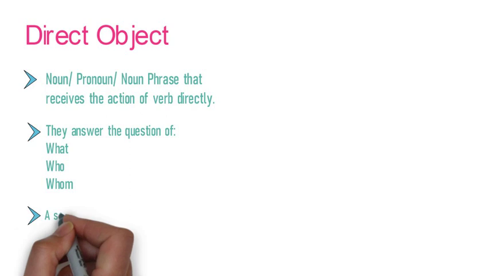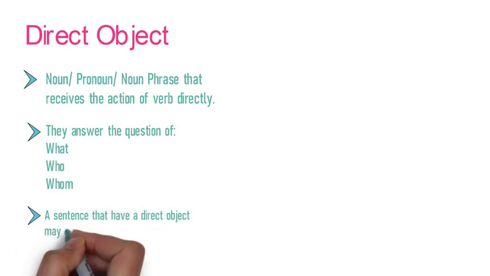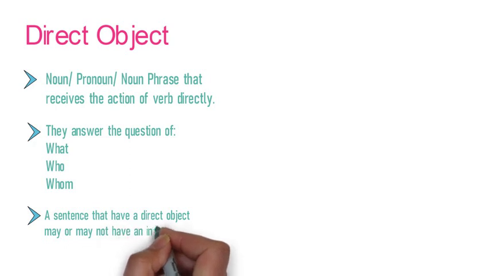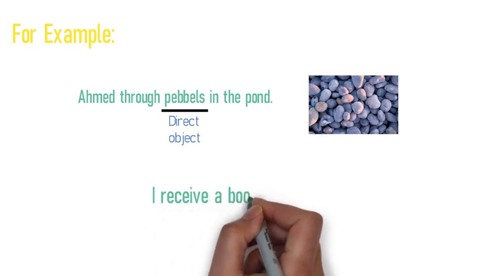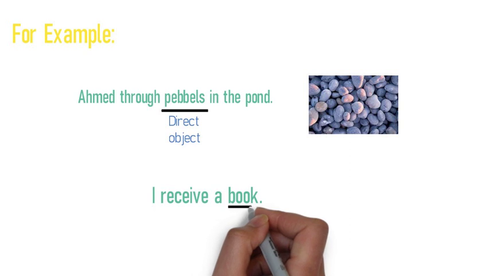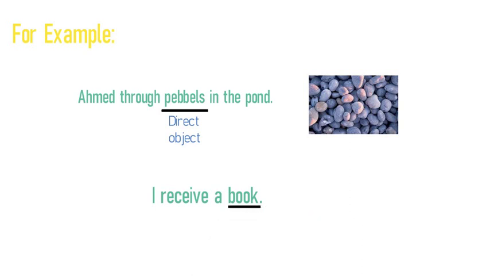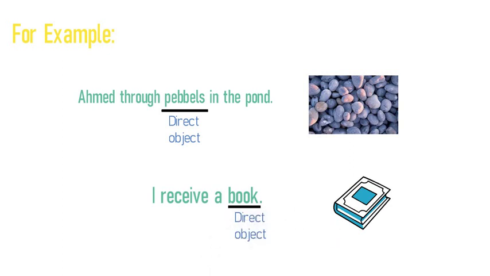A sentence that has a direct object may or may not have an indirect object. For example, I receive a book. What did I receive? A book. So in this sentence, there is no indirect object. Book is a direct object.